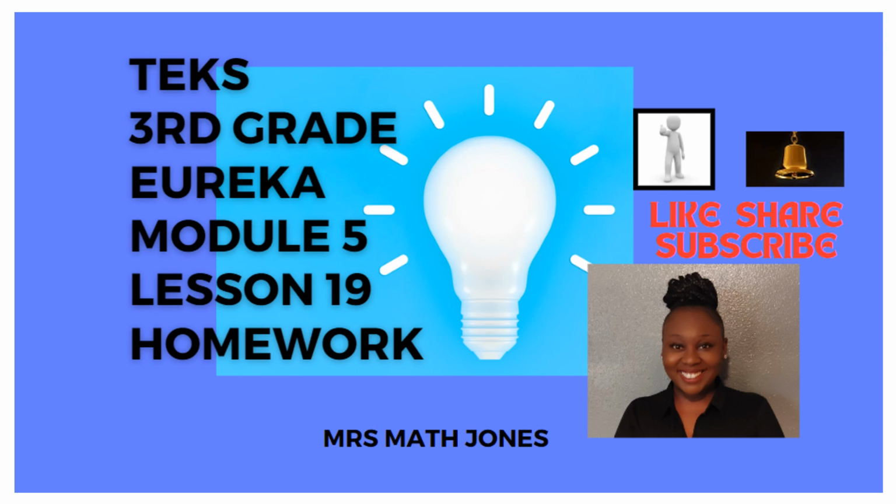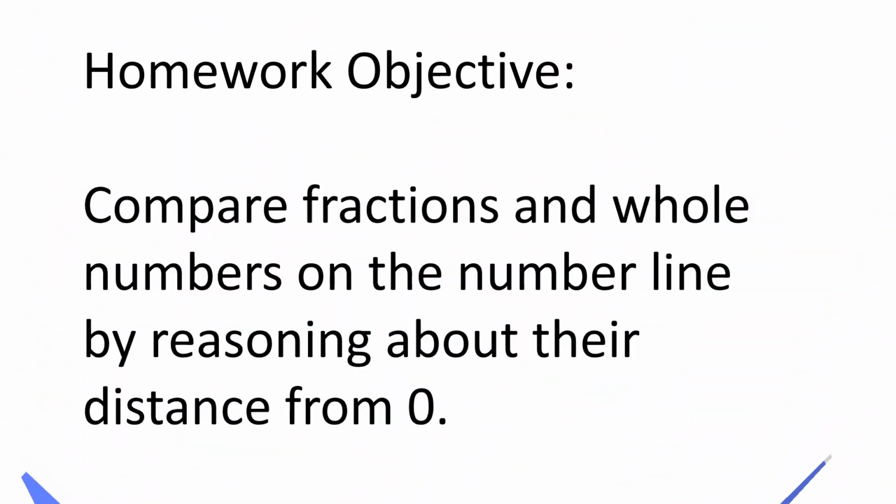Today we're going to be working on our Eureka Module 5, Lesson 19 homework. Let's get started. The objective for our homework is to compare fractions and whole numbers on the number line by reasoning about their distance from zero. So we're basically going to be able to tell which number is bigger by how close or how far it is from zero.